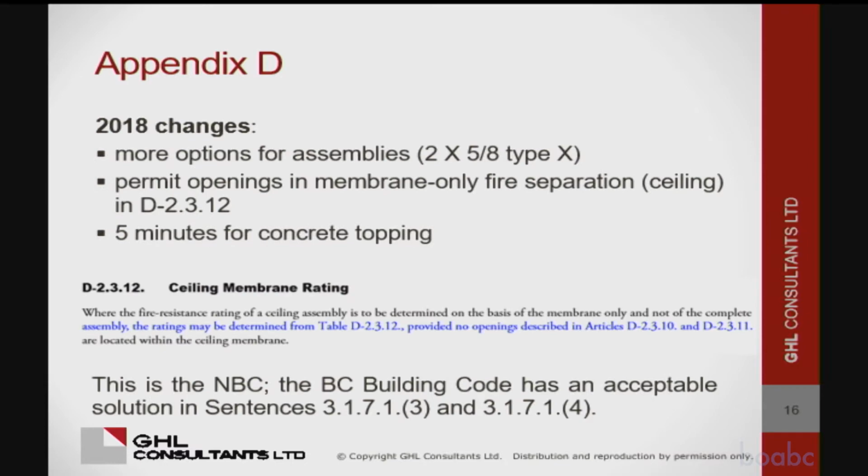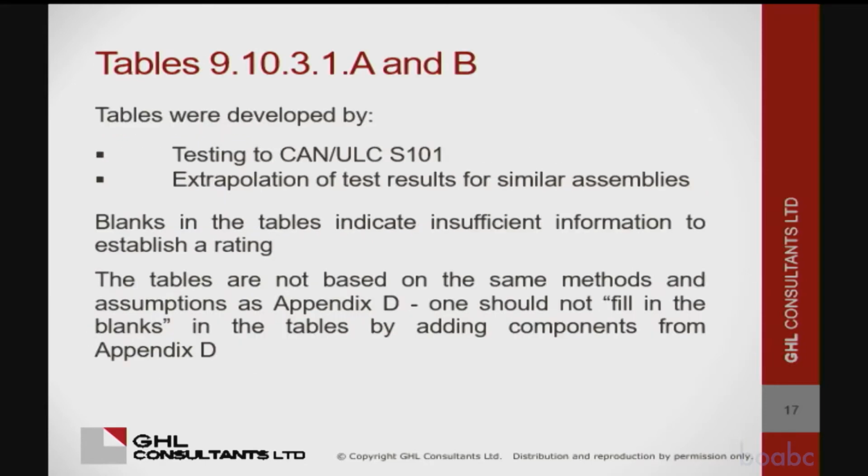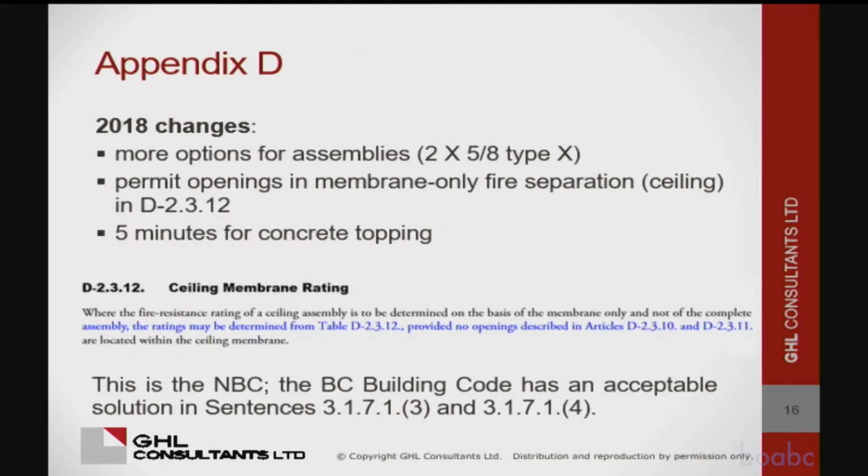There's more options for assemblies now in Appendix D. There's an option for double 5/8 on wood joist. Thank God. Can you back up a sec? There's more discussion on permitting openings in the membrane-only ceiling. There's discussion on pipes and wires, or on permitting pipes and wires in there. And there's a factor you can add now for a concrete topping, because that has some benefit in terms of thermal temperature rise on the unexposed side.